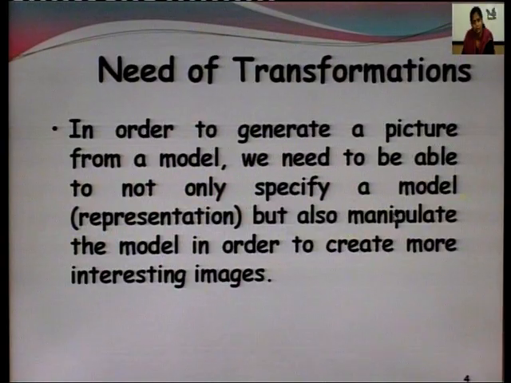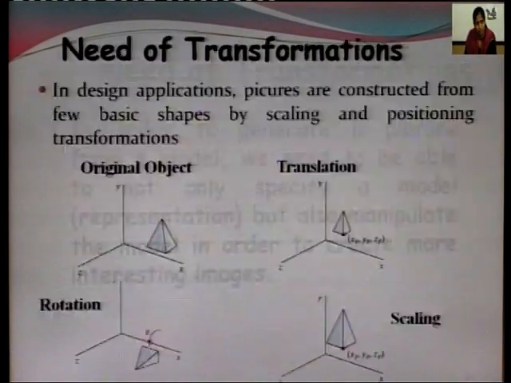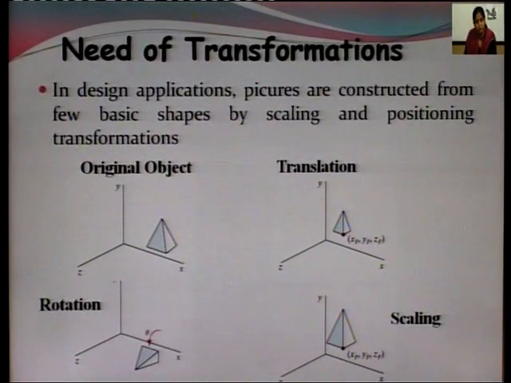In order to generate a picture, we need not only to specify a model, but also manipulate the model in order to create more interesting images, because all graphics packages support only algorithms for drawing the basic primitives. Other complex structures are drawn by manipulating these basic primitives with the help of transformations. So, this is the need of the transformation. In design applications, pictures are constructed from a few basic shapes by scaling, positioning and rotating, or by deforming the basic shapes.